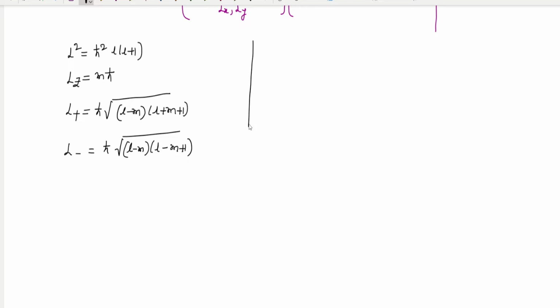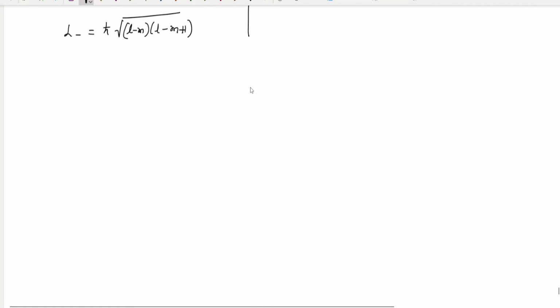In the similar way, S square also is h cross square S into S plus 1. Okay. Sz is equal to Ms h cross. This is actually Ml. Okay. Orbital angular momentum, this is spin angular momentum. And S plus, S minus also same. So first I'm going to discuss L square.